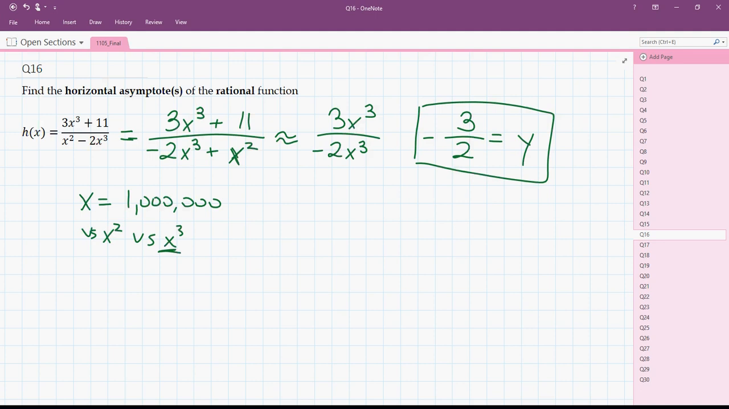Now, this only worked because we happen to have the top and bottom powers exactly equal. In situations where they're not equal, if the bottom is lower or the top is higher, you will have either vertical asymptotes instead, or oblique asymptotes, or no asymptotes at all. So you'd have to carefully evaluate it. For horizontal asymptotes, the power on the top has to match the power on the bottom. If it does, then you approach a horizontal asymptote.